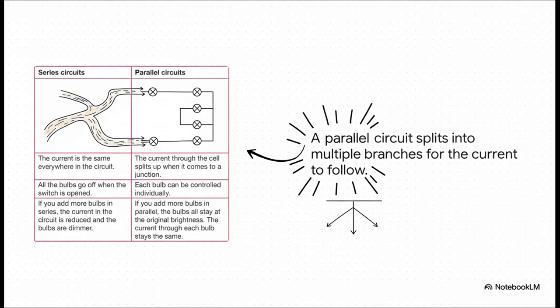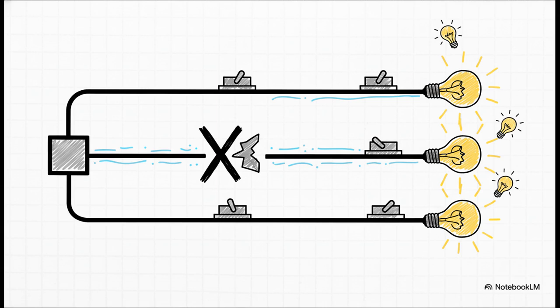Meet the parallel circuit. Now look closely at this diagram. Instead of one single loop, the circuit actually splits into multiple branches. The electricity flows to a fork in the road, and it divides itself, with some of the current going down each path. It's just like a river splitting into a bunch of smaller streams. Each one is flowing independently.